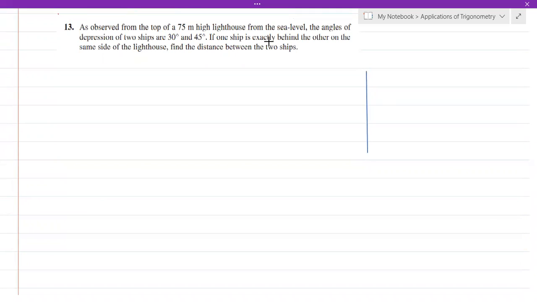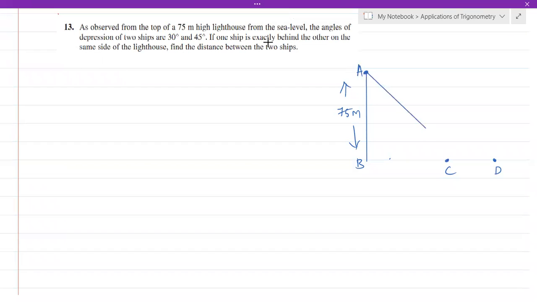Initially what we have got is a lighthouse. Let's say this straight line represents the lighthouse, AB. From the top of the lighthouse, we are observing two ships which are on the same side. If you read the question, they have clearly given that there are two ships. Let's say C is one ship and D is another ship. Both the ships are on the same side of the lighthouse, and the height of the lighthouse is given as 75 meters.